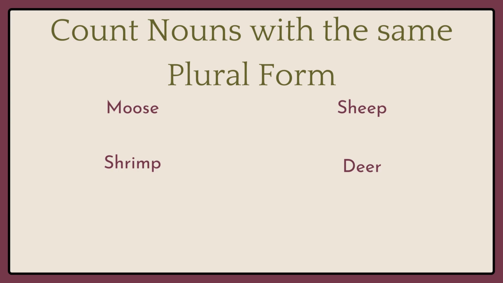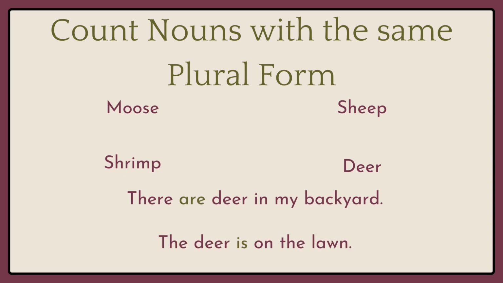For example, in the sentence, there are deer in my backyard, because we use the verb are instead of is, we know that there is more than one deer in my backyard. If I said the sentence, the deer is on the lawn, then I would know we're just talking about one deer because we use the form is instead of are, and is singular.